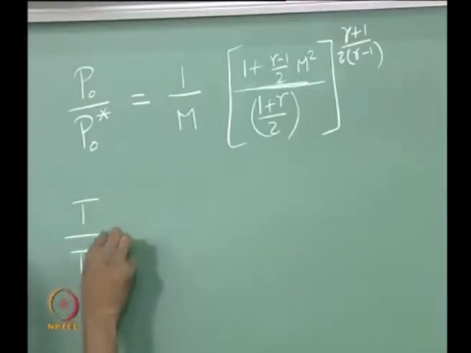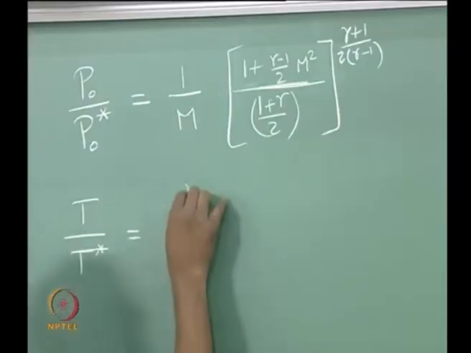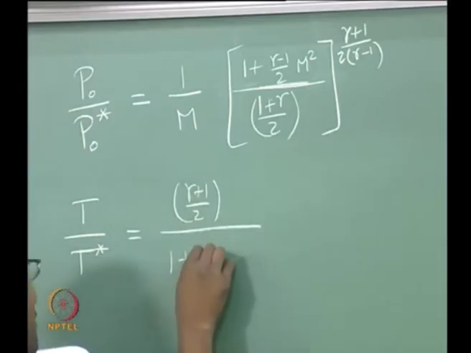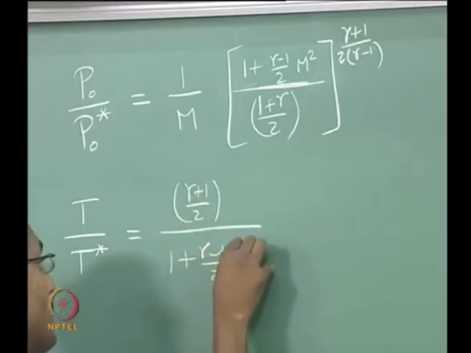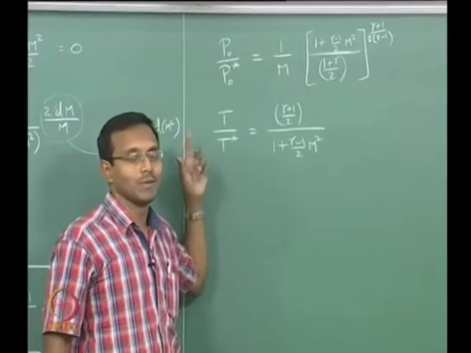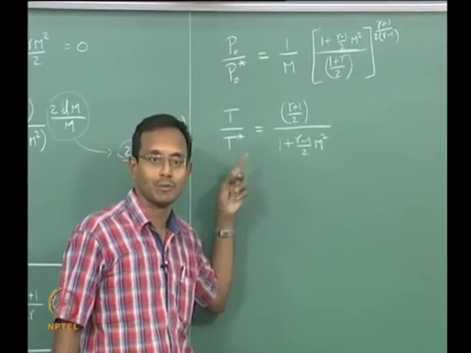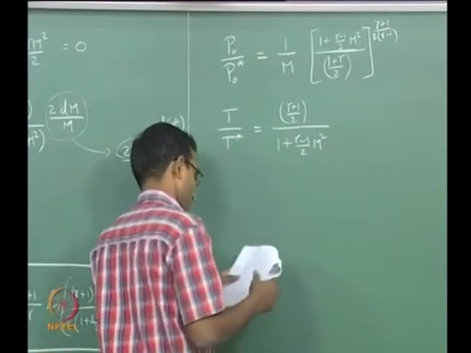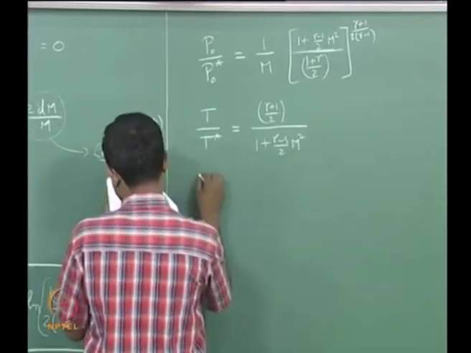T by T star. This is nothing great. This T by T star is just coming from T naught being constant. Simple enough expression. This comes from T naught by T is equal to 1 plus (gamma minus 1) by 2 M square. It is coming from that formula itself, just directly. Nothing special for T by T star.